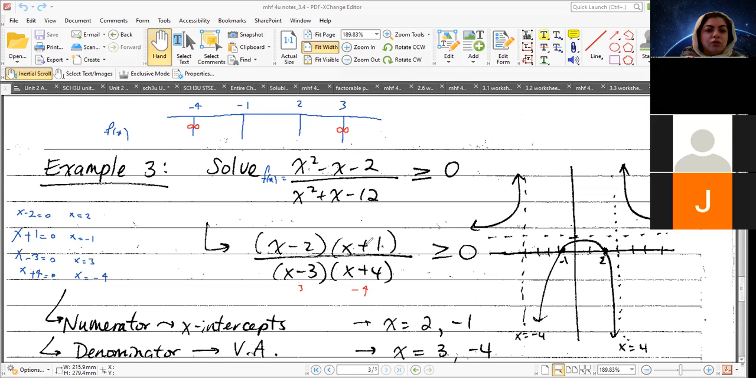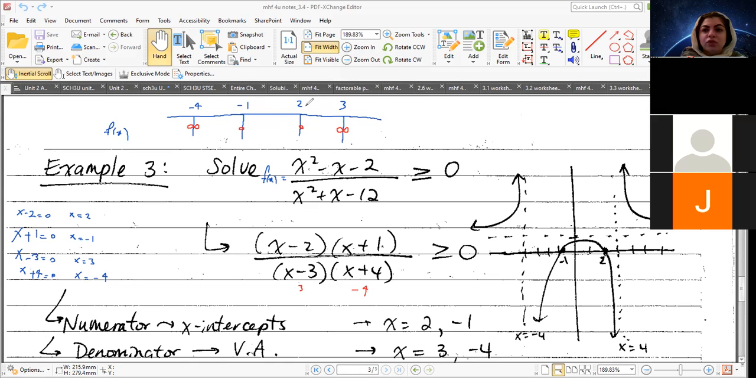But for 2 and -1, this is in the numerator. When you have 0 in the numerator, your expression or function is going to be 0, so I just put 0 here. Then I need to check the sign between these zeros, using a test number.